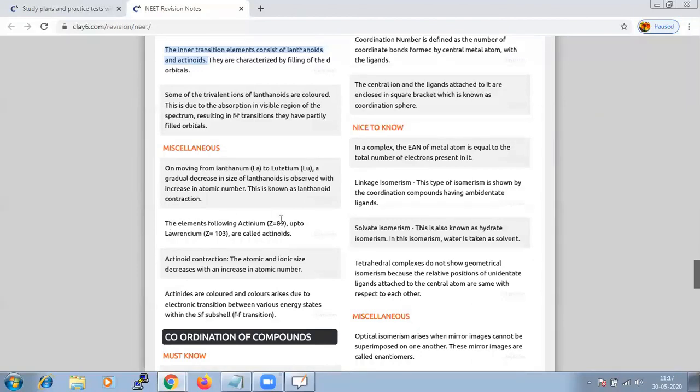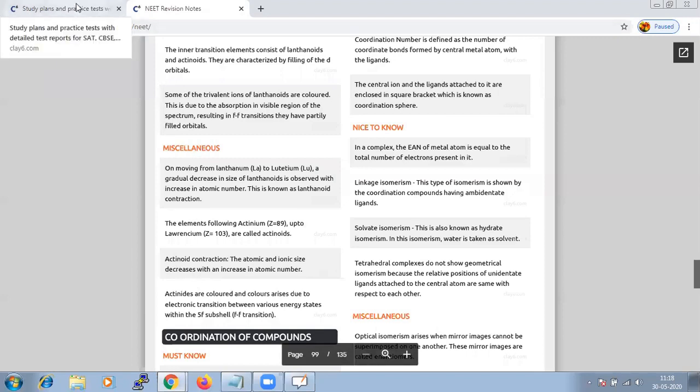And of course, the elements from actinium, atomic number 89, till lawrencium, atomic number 103, are all called actinoids. In actinoid contraction, the atomic and ionic size decrease with increase in atomic number. Actinoids are colored, which arises because of electronic transitions between various energy states within the 5f subshell. So these are certain important points from the chapter d and f block elements.